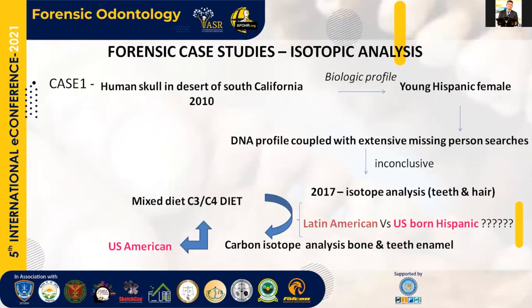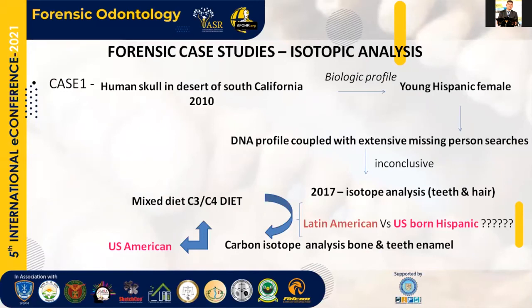Next, let us go on to a few of the forensic case studies which were analyzed in the article by Jason and Bartlick in 2019. One case which they discussed, which was very interesting, was solved with the help of isotopic analysis, where teeth, bone and hair helped. A human skull was found in the desert of South Carolina in 2010. The biologic profiling of that particular case revealed that they thought it to be that of a young Hispanic individual.